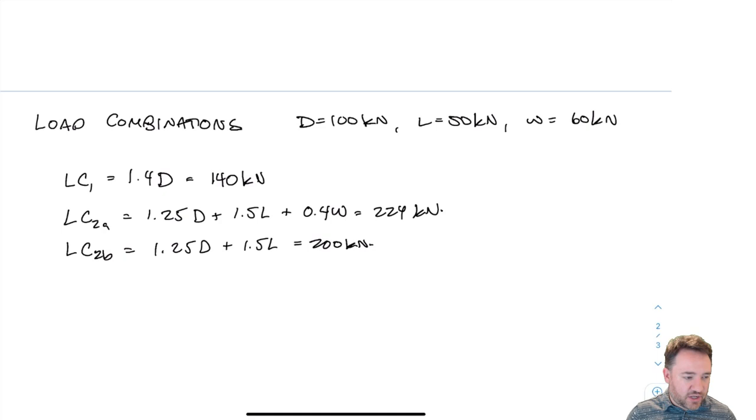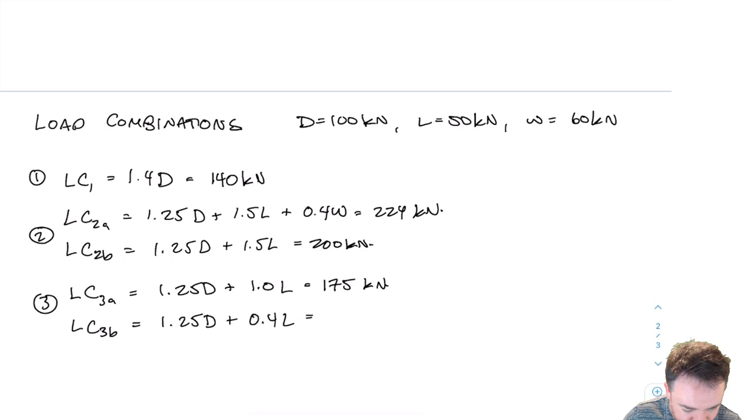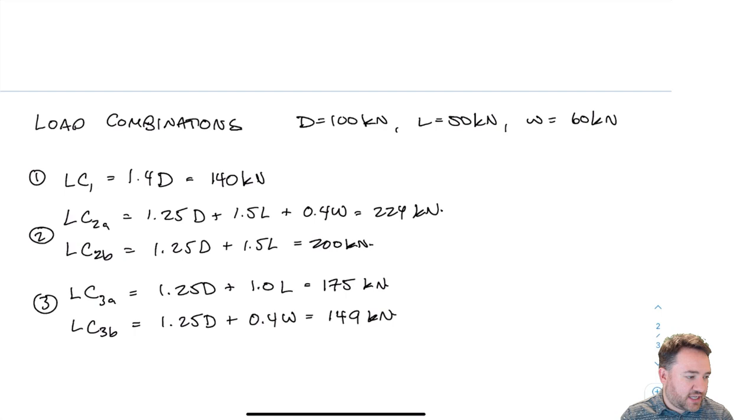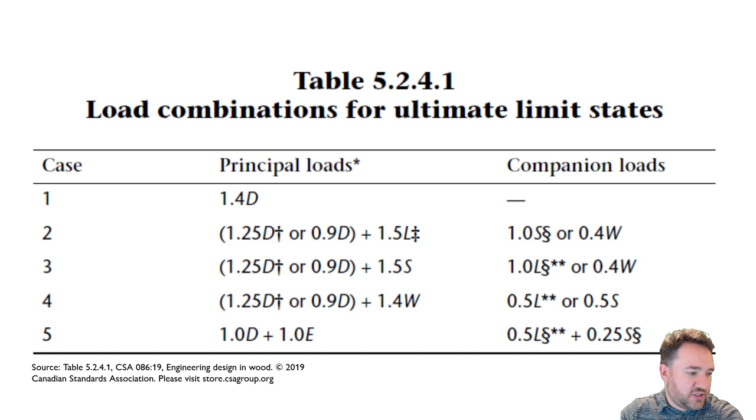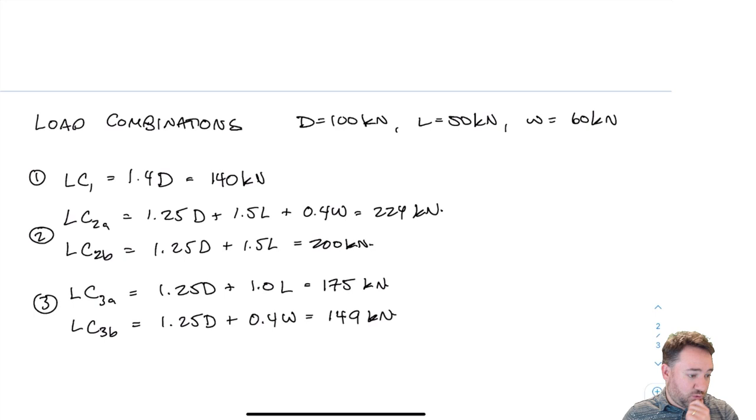In load case three, I have actually two cases where I have just a dead load plus a companion load, because load case three is the one that's predominantly for snow. So you can see load case three has a 1.5 snow. We don't have any snow in this case, but I have two different companion loads. So I'm checking two cases where I have either the live as my companion or the wind. So that's what 3A and 3B are.